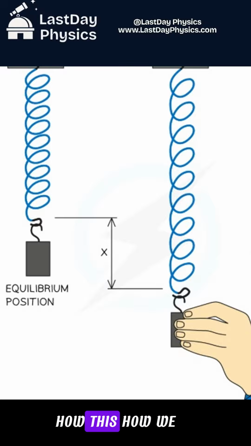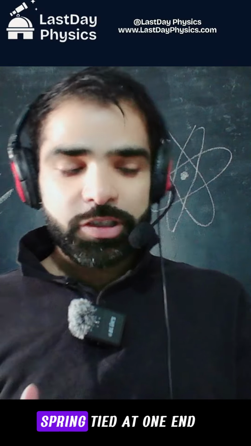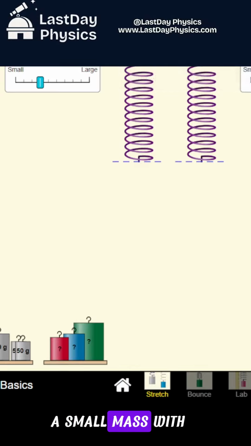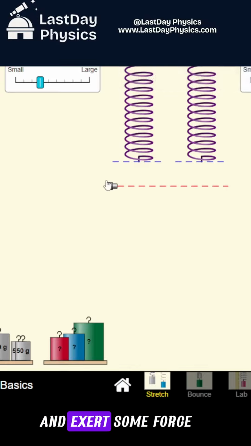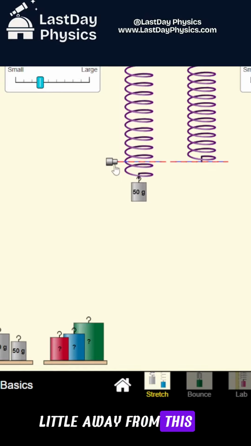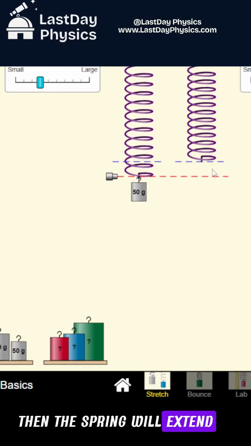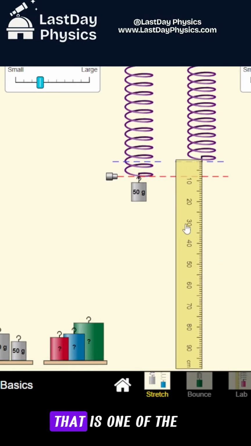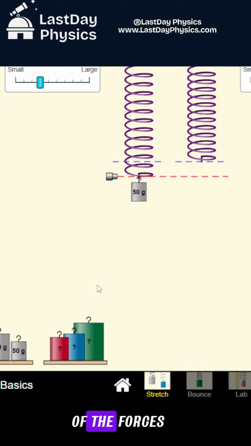We can assume this picture: we can have a spring tied at one end, and the other end is free to move. So if you attach a small mass to the spring and exert some force to push the mass a little away from this tied point, then the spring will extend. So we will observe a change in length in the spring. That is one of the consequences of the forces.